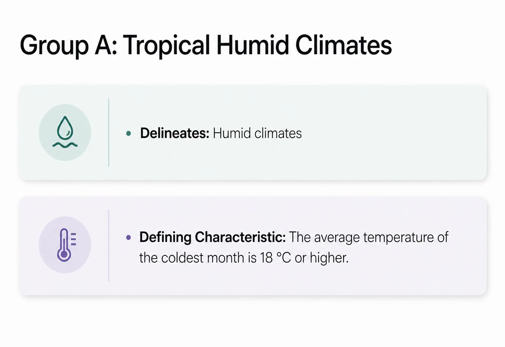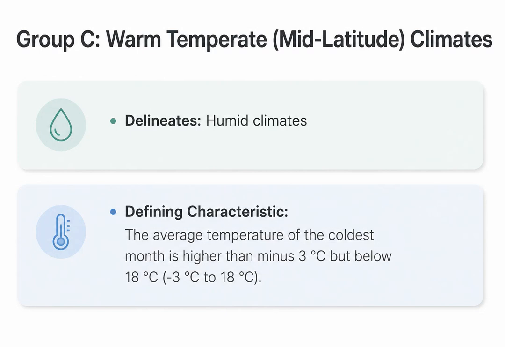This group represents tropical humid climates. The defining metric here is that the average temperature of the coldest month is 18 degrees Celsius or higher. This means these regions never truly experience a cold winter. Next is Group C, which covers warm temperate or mid-latitude climates. For these regions, the average temperature of the coldest month drops below 18 degrees Celsius, but stays higher than -3 degrees Celsius. These areas experience distinct seasons, but generally avoid extreme freezing winters.